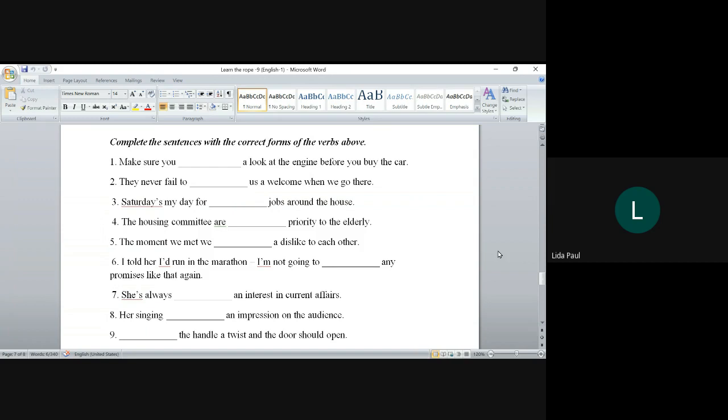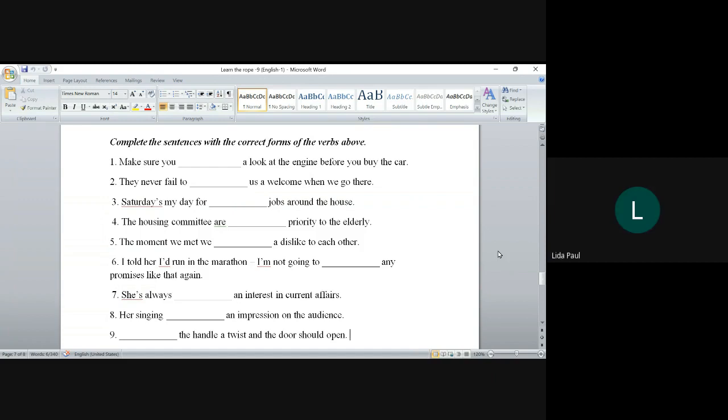Fourth one, the housing committee are dash priority to the elderly. Giving. Giving priority to the elderly. So give priority, right? Give priority, giving priority is the expression. Here we'll change give to giving since the tense demands us to do so. Giving priority to the elderly. The moment we met, we dash a dislike to each other. Gave.